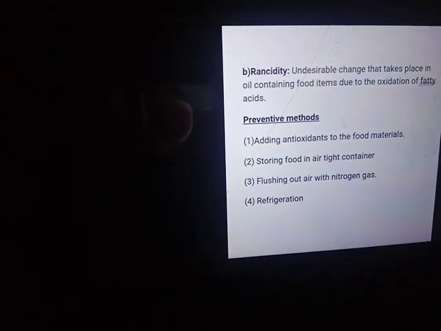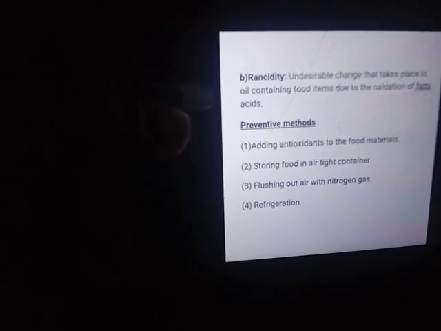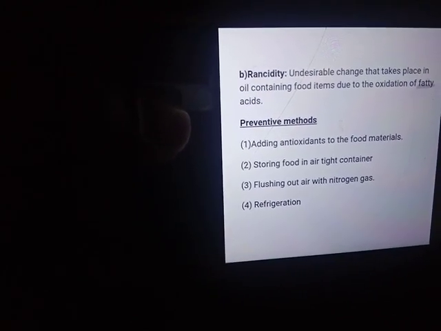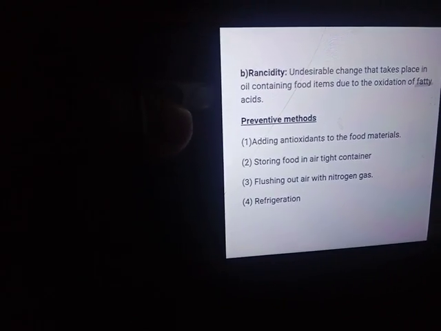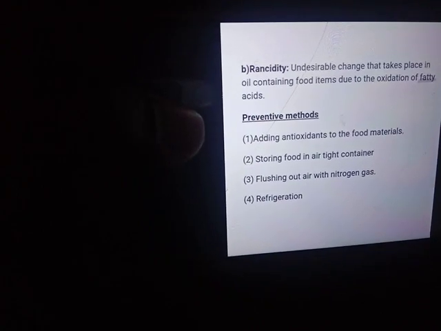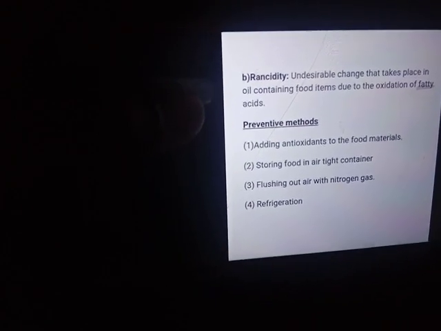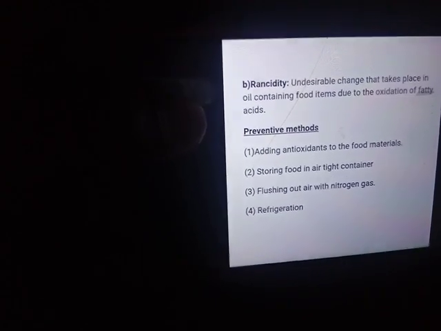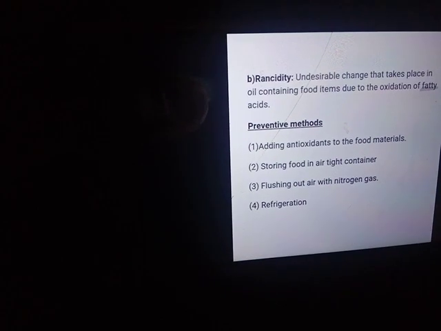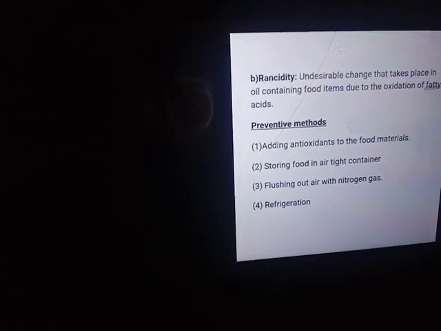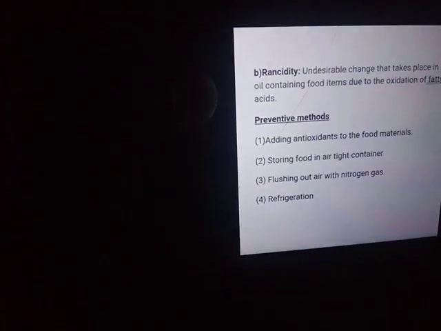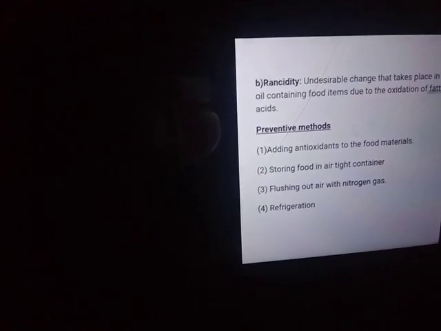And finally there is rancidity, an undesirable change that takes place in oil-containing food items due to the oxidation of fatty acids. So what are the preventive methods? Adding antioxidants to the food materials, storing food in airtight containers, flushing out air with nitrogen gas, and refrigeration.